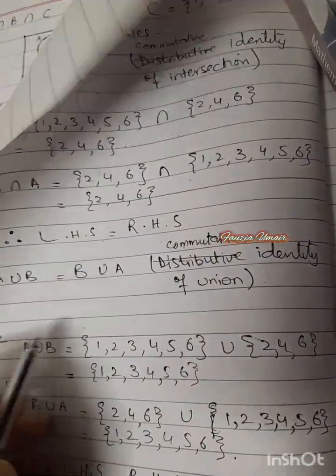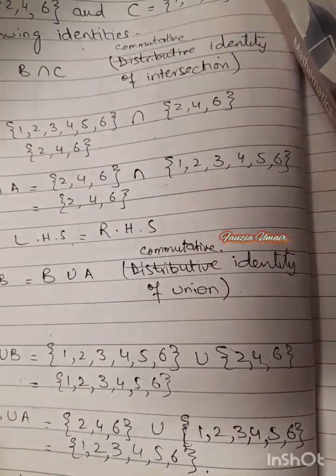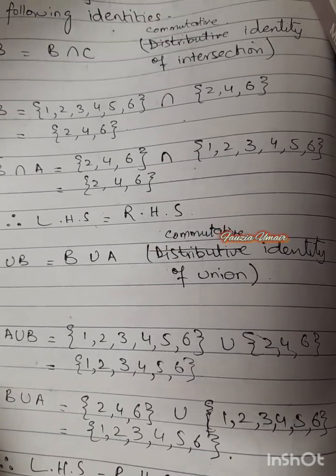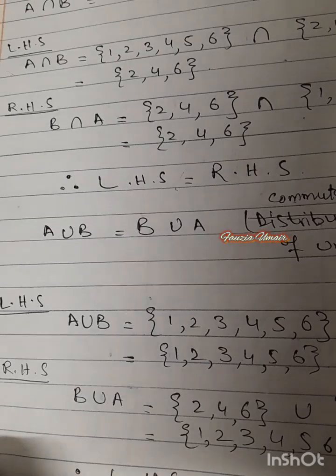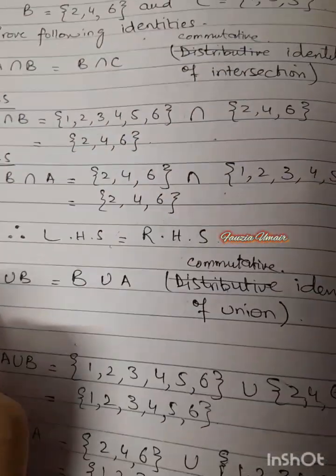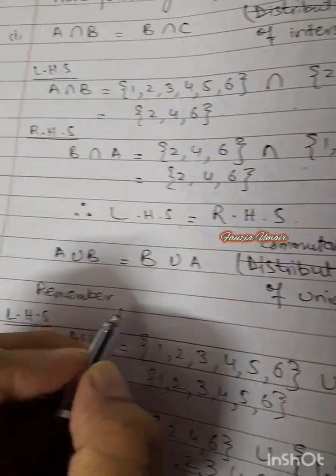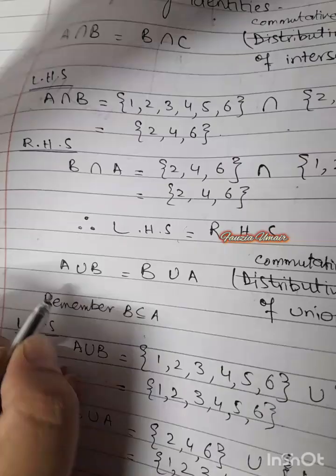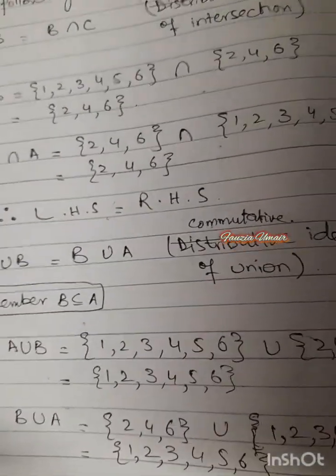So second part is again commutative identity or property or law of union. So again we will take left hand side because we need to verify this law. So left hand side answer is 1, 2, 3, 4, 5, 6. So you can see left hand side is equal to right hand side. So moving on to third question. For that let's talk about this again, that in this question B is a proper subset of A.